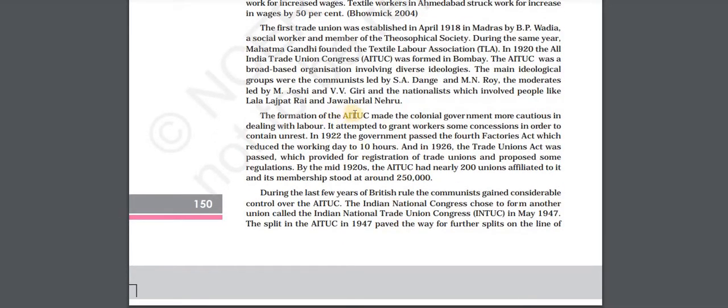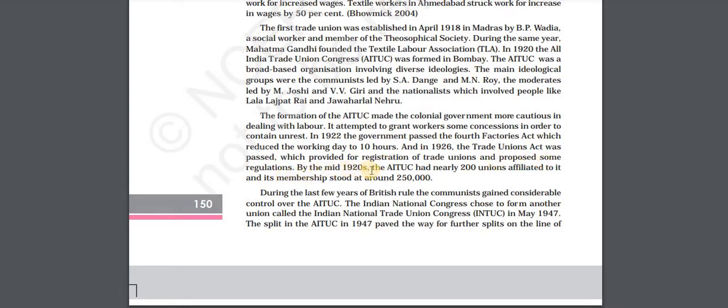The formation of AITUC made the colonial government more cautious in dealing with labor. It attempted to grant workers some concessions in order to contain unrest. In 1922, the government passed the Fourth Factories Act, which reduced the working day to 10 hours. And in 1926, the Trade Unions Act was passed, which provided for registration of trade unions and imposed some regulations.